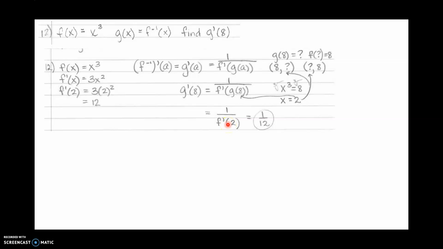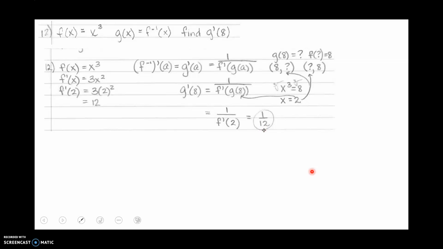So let's come back to our original function. The original function was x cubed. So the derivative of that would be 3x squared. And then we're going to put 2 in for x. So let's put 2 in for x. 2 squared is 4 times 3 would give us 12. So we can replace the derivative at 2 with 12. And so our final answer is 1/12.